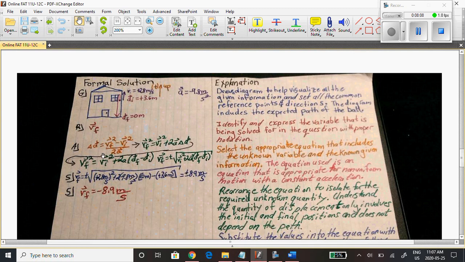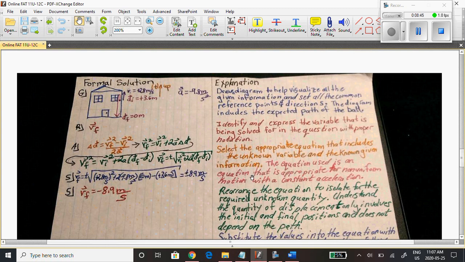Analysis. Okay, I picked an equation. Why? Select the appropriate equation that includes the unknown variable and the known given information. I picked this one because it's got V final in it, which is what I was solving for, and because the other quantities are known. The equation used is appropriate for non-uniform motion with a constant acceleration. Why does this equation make sense in terms of physics? I had to explain that. If you want to get full marks, you need to make explanations here.